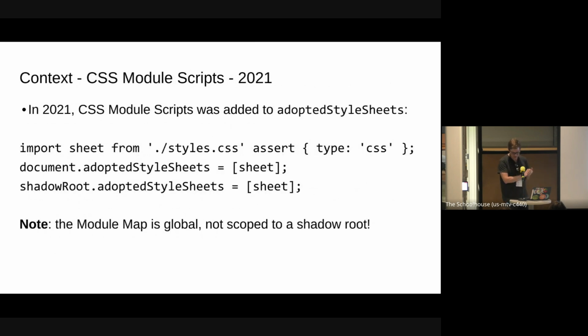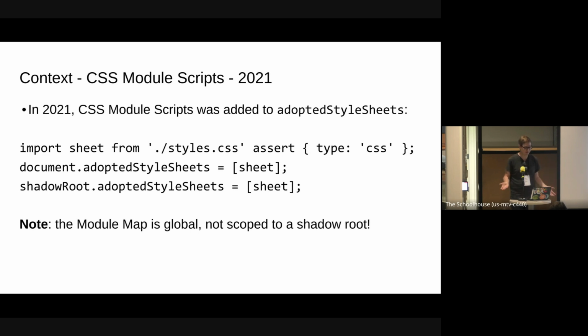So I mentioned there's a lot of context for this one. So here's even more context. In 2021, CSS module scripts were added to adopted style sheets. And what this does is this import sheet statement uses module syntax to download the file and create a constructible style sheet out of it. And then you can plug that right into the adopted style sheets for the script version. And the interesting thing with this is the module map is global. So this kind of breaks out of that Shadow DOM bubble where everything can now access this sheet, as I called it here. So this is actually pretty promising and interesting.